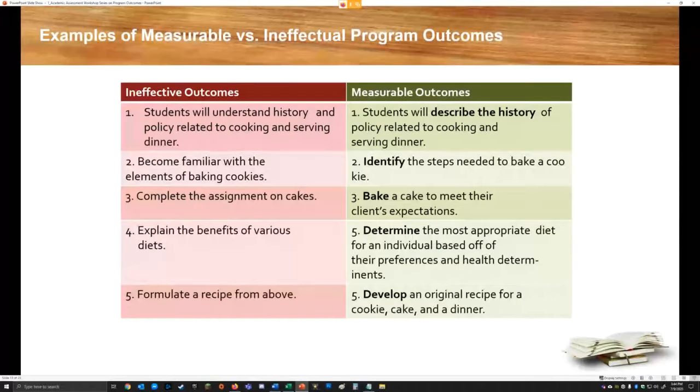And then the last example is formulate a recipe from above. This is not a good outcome because you shouldn't have outcomes that relate to one another. They should all be standalone and separate. You shouldn't be referencing outcome number 2 in outcome number 8. They should be their own separate individual thing. So instead, a better outcome would be develop an original recipe for a cookie, cake, or dinner. So, all right, next slide.